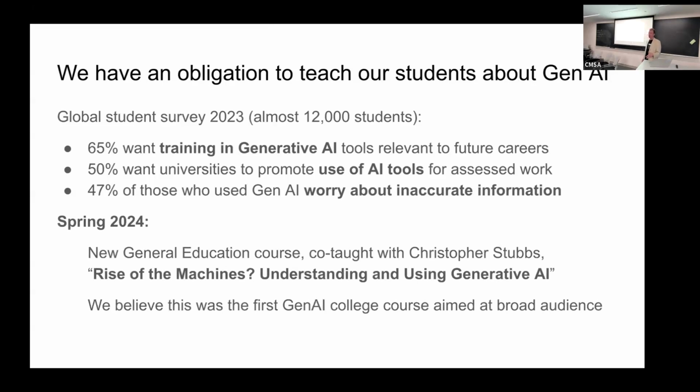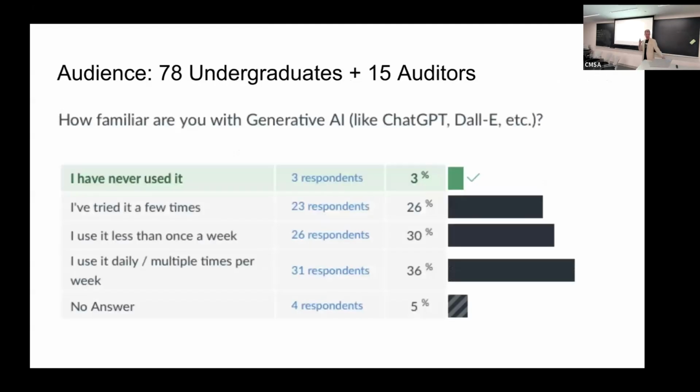So in response to this, Chris Stubbs, who was the science dean at the time, and I created a general education course called Rise of the Machines: Understanding and Using Generative AI. And this was last spring of 2024. I think that this was one of the first college courses attempting to teach about generative AI to a broad audience. And this was an opportunity for us to learn about how students were using this technology.